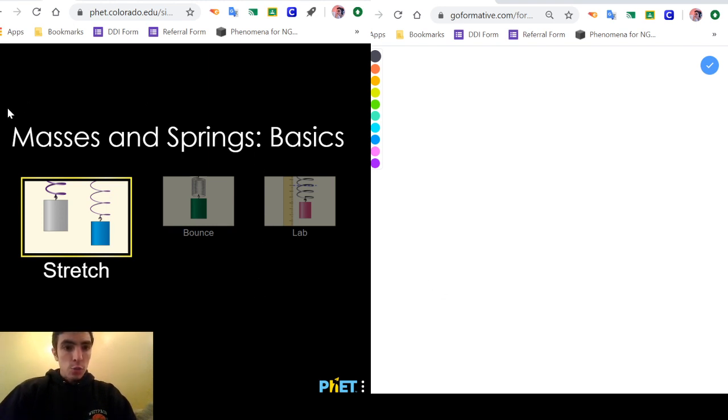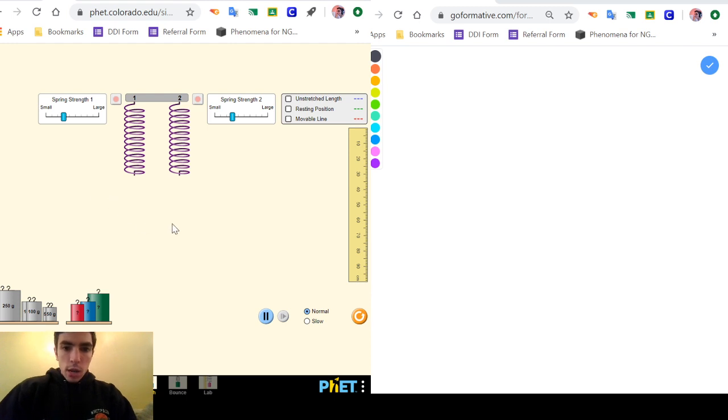And so when you get to that PhET simulation that I attached in this worksheet and on Classroom, it'll look like this. And for the first part of this week, at least, we're going to be working in the stretch part of that simulation. So I'm going to click there. And when you come into that simulation, it'll look like this. Before I do anything else, I'm going to go ahead and click this unstretched length and resting position boxes. And it'll be clearer what those two things are if I go ahead and add a mass to this spring.